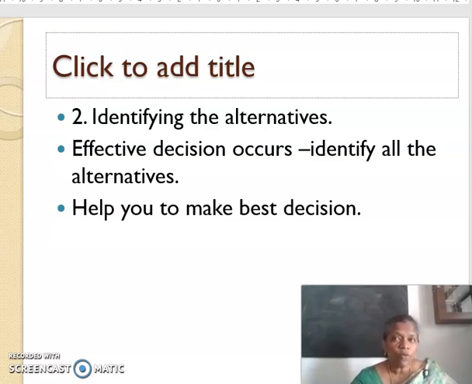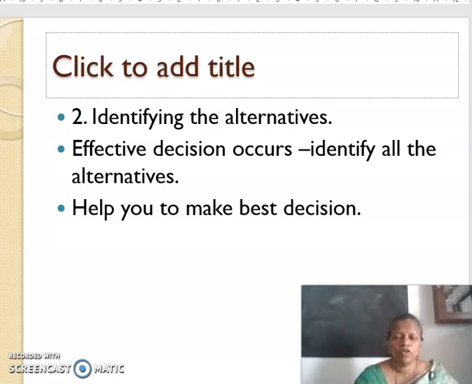Before you choose an alternative, you have to identify the alternatives. If I take that decision, or if I choose that alternative, it will be the best in my life. So it is very important to take the best decision, and you have to identify the best alternatives. Can you understand? The first step we have seen is to define the problem.